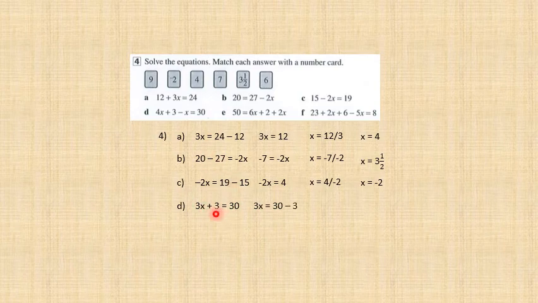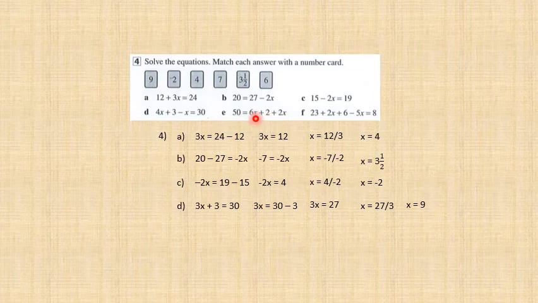I will just make the inverse operation and balance. So 3x is going to be equal to 30 minus 3, which equals 27. So I have 3x equals 27. I make the inverse operation, I will divide 27 by 3. So x equals 27 divided by 3, which equals 9. Then here is the card carrying the number 9. I will match it.